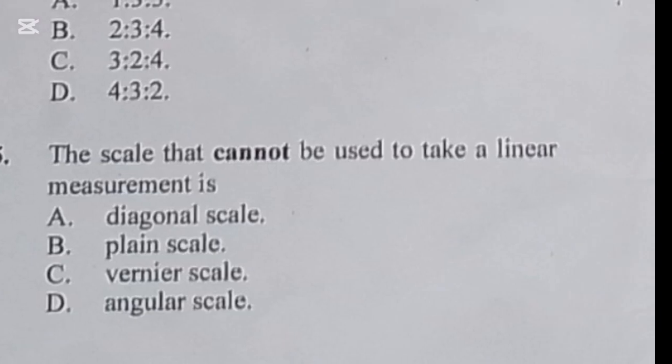Now question 5. The scale that cannot be used to take a linear measurement is A diagonal scale, B plane scale, C vernier scale, D angular scale. The correct answer there is angular scale, for angles. The rest: the diagonal scale takes linear measurement, the plane scale measures linear, and also the vernier.